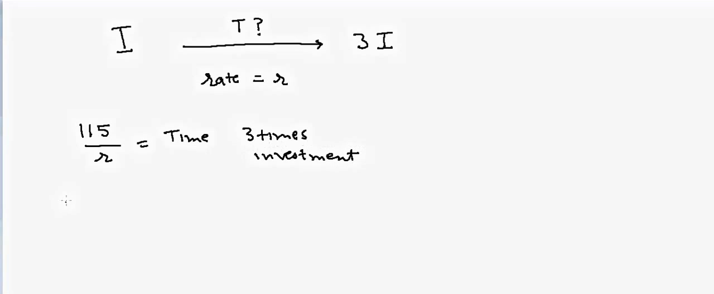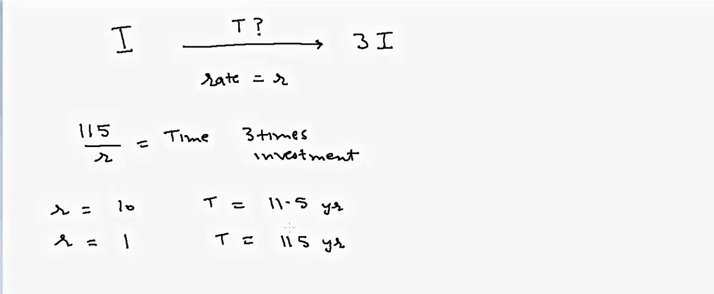So for example, if the interest rate is 10%, then time will be equal to 11.5 years. So this is the approximate time. If the interest rate is 1%, then time would be equal to 115 years.